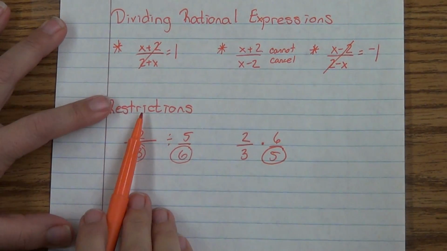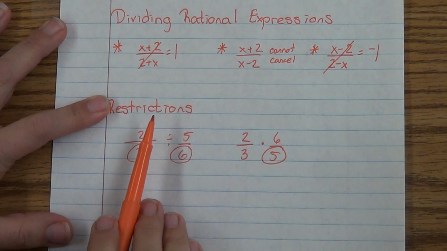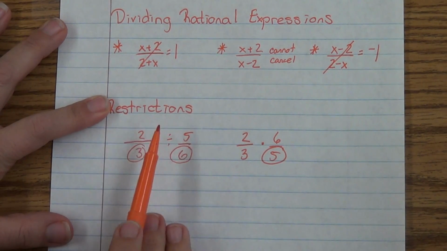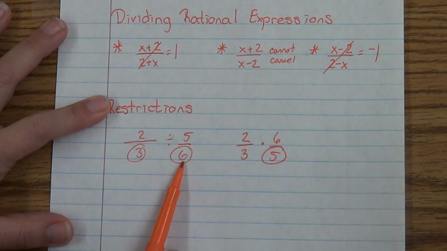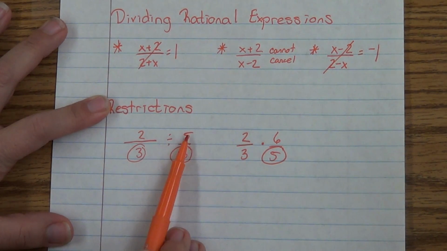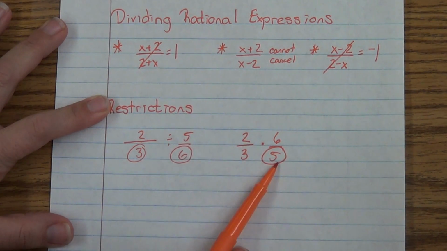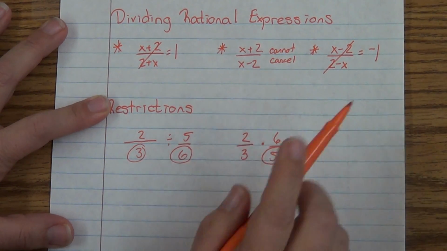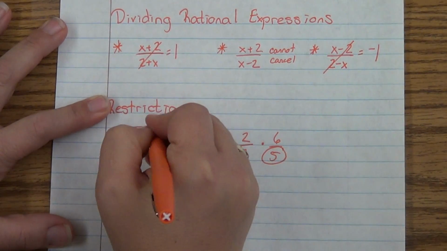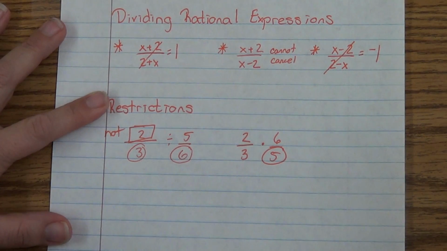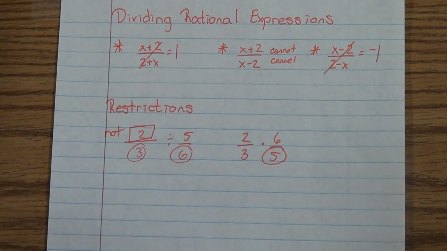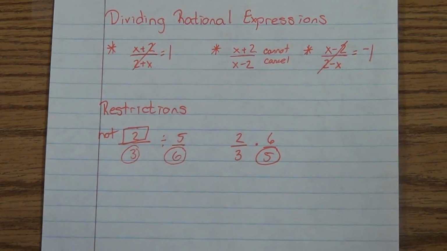Now all of a sudden, this is a denominator. So when we go to do restrictions for dividing, you have to do your restrictions from 3 different places. The denominator of the first fraction, the denominator of the second fraction, and the numerator of the second fraction, because that will become the denominator when you flip it over. So the only one that you're not going to do restrictions on is the numerator of the left fraction. So let's do an example.